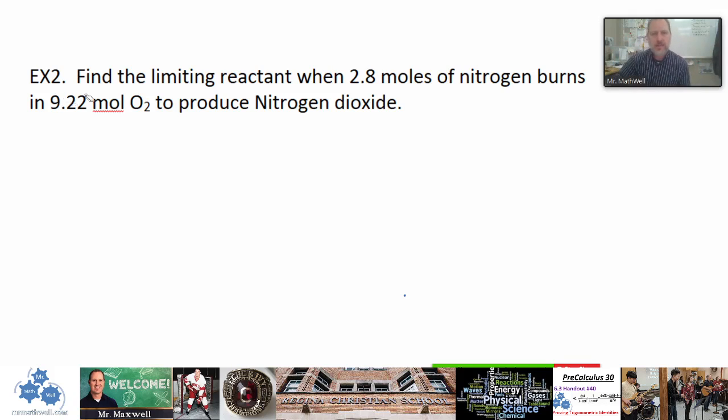So this question says, find the limiting reactant when 2.8 moles of nitrogen burns in 9.22 moles of oxygen to produce nitrogen dioxide. Okay, so before you get going too far and just look at these numbers, you can't just say, oh, this one's smaller than this one, so this one's the limiting reactant, it's going to run out first. You don't know that for sure. It might be true, but you have to write the equation, balance it properly, and then do our steps to finding the limiting reactant.